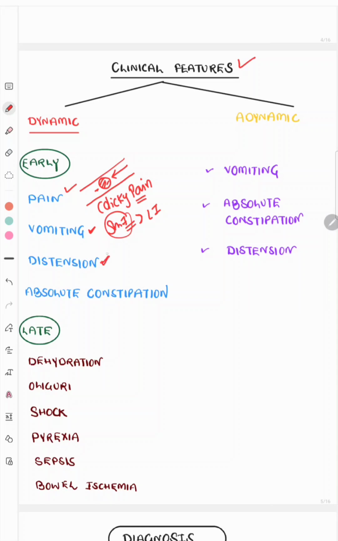And distension and absolute constipation. What is the meaning of absolute constipation? It means the patient is unable to pass flatus and stool, and the term used for this is obstipation.